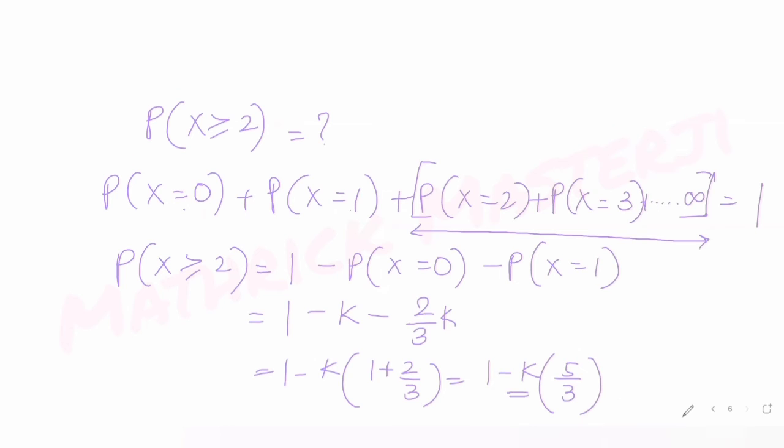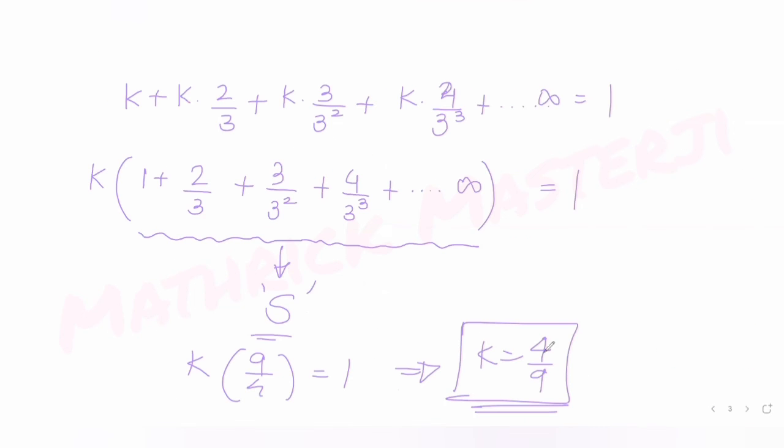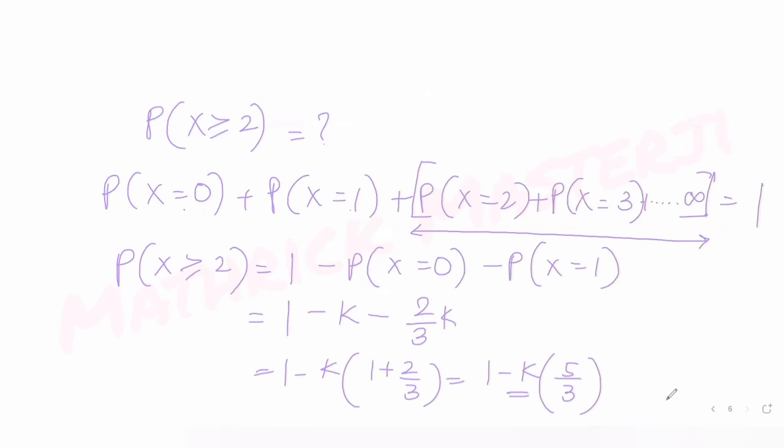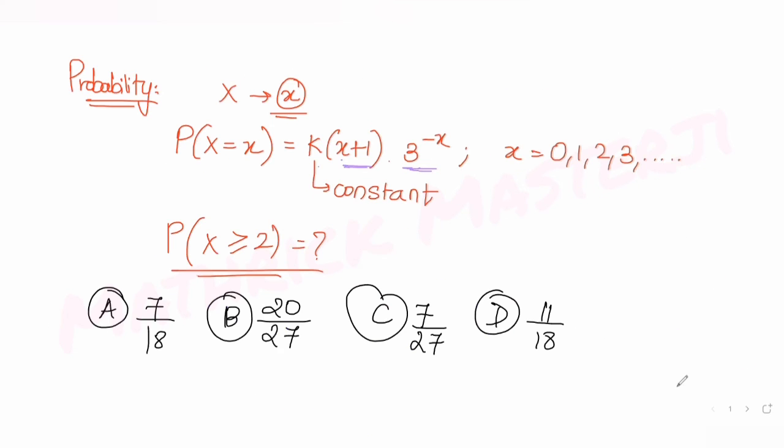And I already know the value of k. So k in this case, we know it is 4 over 9. So 1 minus 4 over 9 into 5 over 3. If I solve this further, I get 1 minus 20 by 27, which is 7 over 27. And from there, I get the answer for this question, which matches with option C. So C becomes the correct answer for the question given to us.